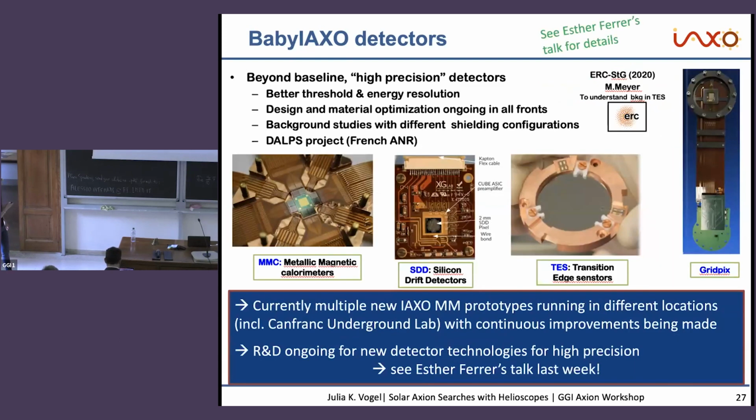And I have, I think, some pictures here. So these include metallic magnetic calorimeters, silicon drift detectors, transition edge sensors, and GridPix detectors, which is basically micromegas with a CMOS readout. These detectors have very good energy resolution or low energy threshold, but they currently cannot reach the background levels. But post discovery, these would be very useful for IAXO. So I mentioned already, currently we have several of the prototypes running, and these technologies are all being actively advanced.